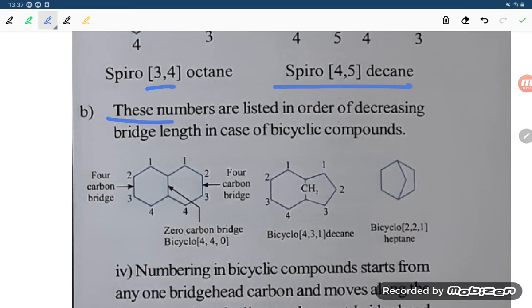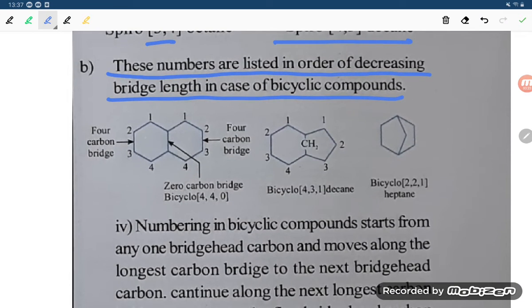Now the numbers are listed in order of decreasing bridge length in bicyclic compounds. Here this is 4, this is also 4, and here is 0, only the bridgehead position is there, so a 0 carbon bridge. So bicyclo 4 4 0 decane. Here there is one on the two bridgeheads, so bicyclo 4 3 1 decane. And here, 2, 2 and 1, bicyclo 2 2 1 heptane.